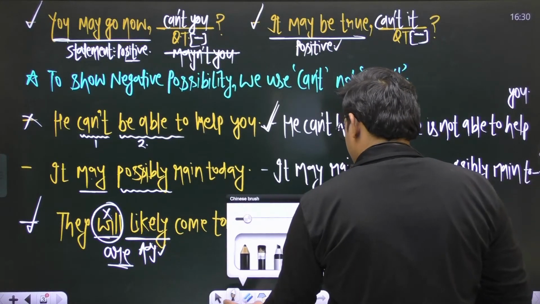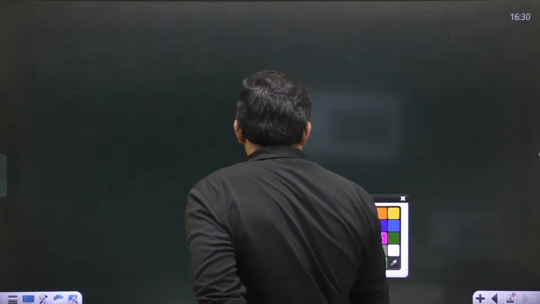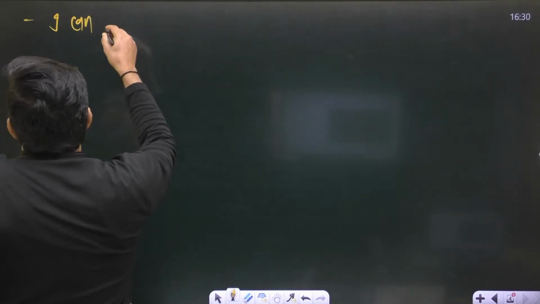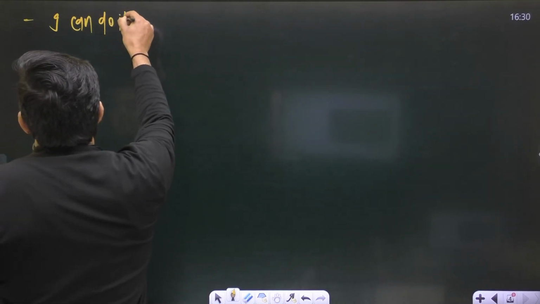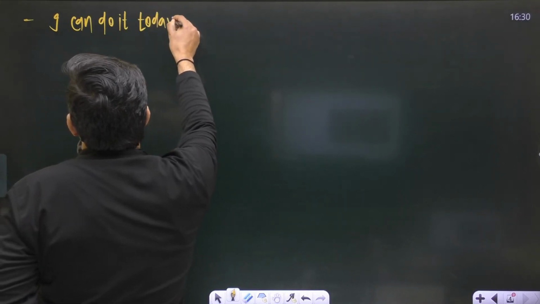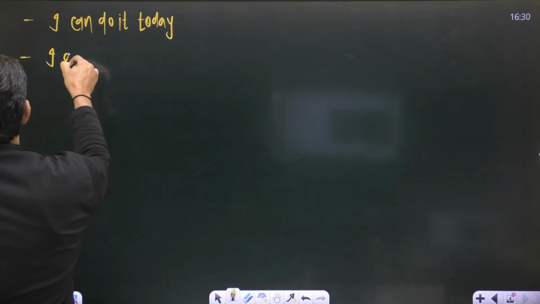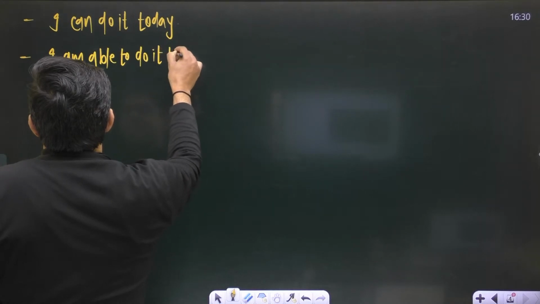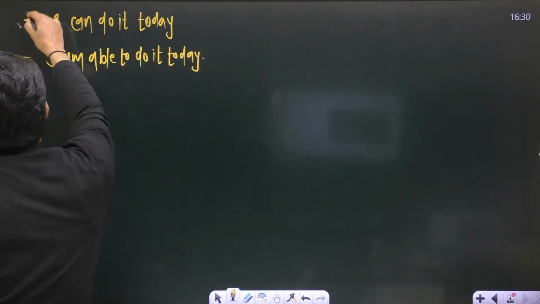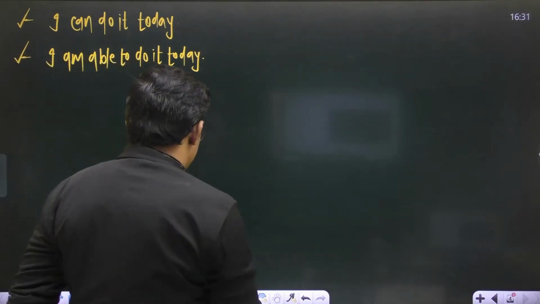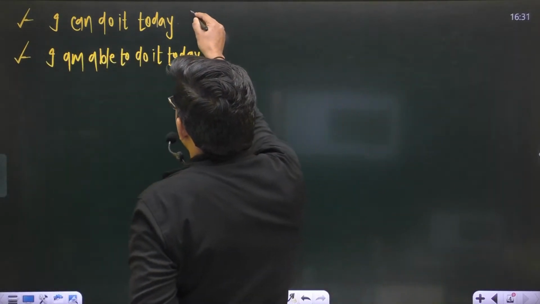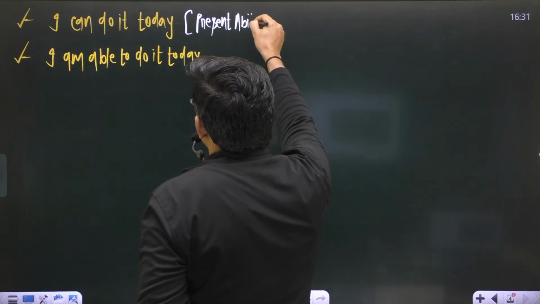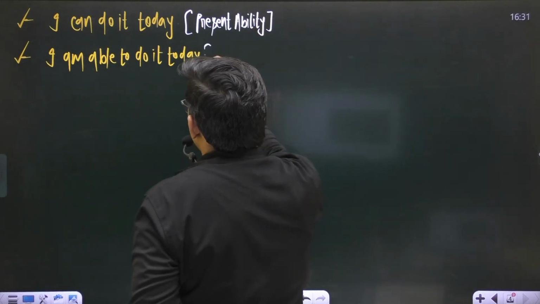Okay, so let us take some more examples. If I say, I can do it today, and I am able to do it today, both the sentences are okay. I can do it today or I am able to do it today. And in both the sentences we are talking about present ability. Right? This is present ability.